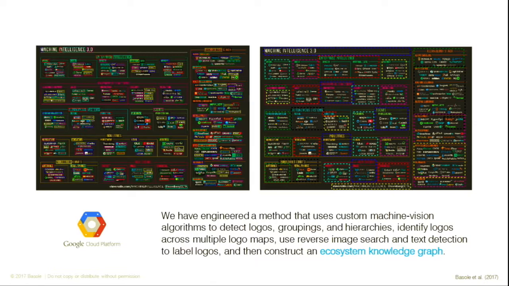So we cut the logos out, we find the groupings, we find the hierarchies, we find the labels, we put them all together across logo maps. So we use a reverse image search. And we can actually do a logo map-based intelligence on how markets are evolving. Because these logo maps are often done for these emerging markets that we have not really understood very well.